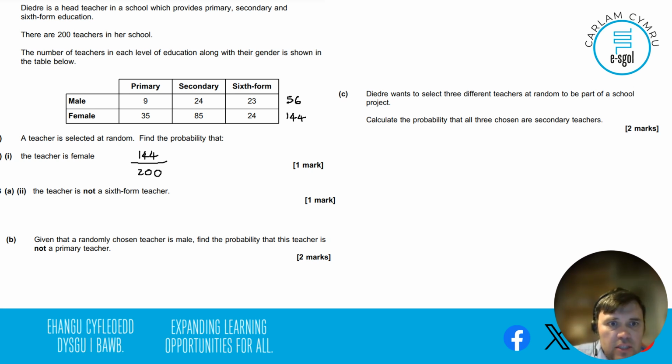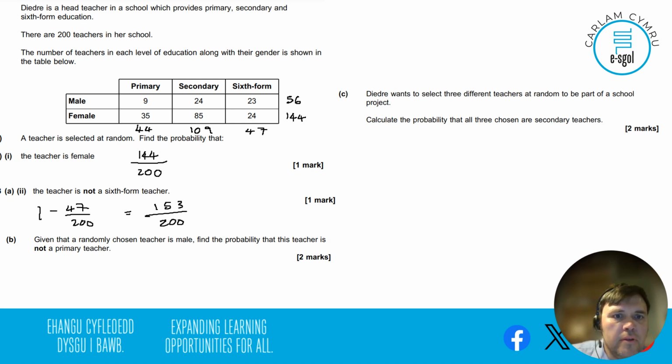Okay, the teacher is not in the sixth form. I should have added these as we're going along. So that is 47. So then the teacher is not in the sixth form, so it's going to be 1 minus 47 over 200, which would then be 153 over 200. Therefore, I'm assuming you add these, what's that, 109? And 35 is going to be 44. So then when we add these, that would give you 153 over the 200.